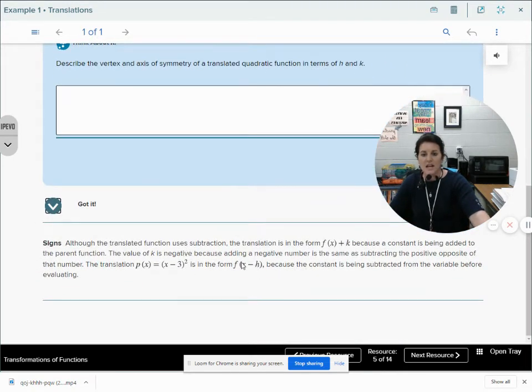Study tip: watch those signs. Remember this minus inside of there. So if it's a positive, then it was originally minus a negative. If it is a minus, then we're minusing a positive, so it's a positive movement. So that gets a little bit tricky. Make sure you're understanding that.